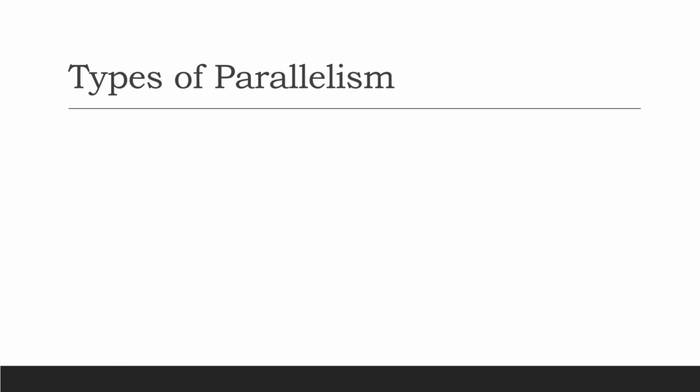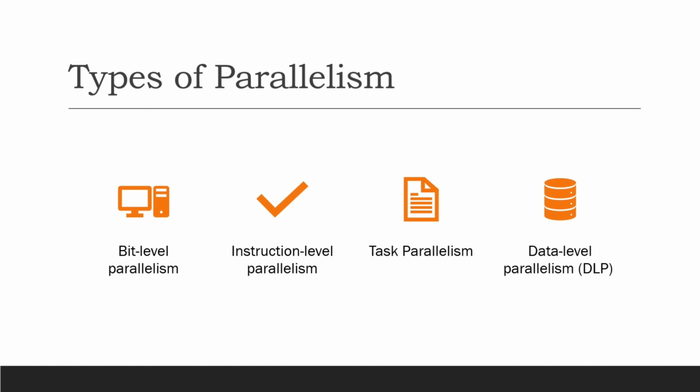Hello everyone, I am Rajwardhan Rokade here to explain types of parallelism. There are four types of parallelism. First one is bit level parallelism. Second one is instruction level parallelism. Third one is task parallelism. Fourth one is data level parallelism.